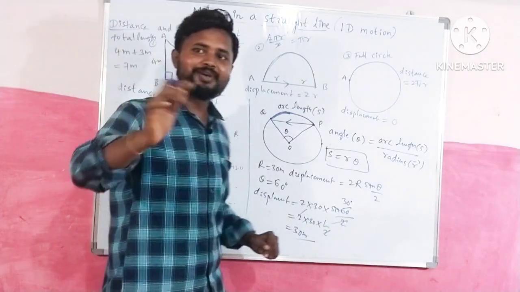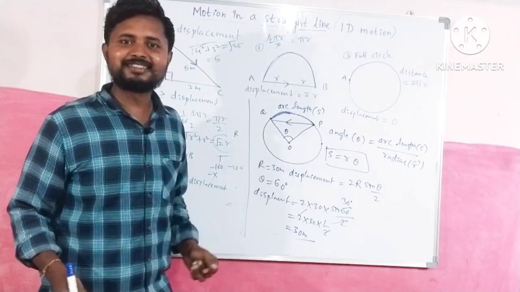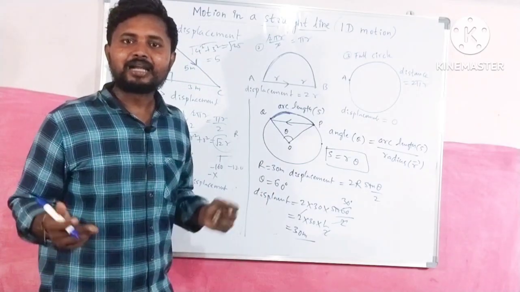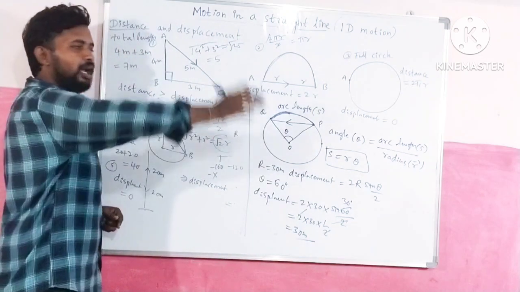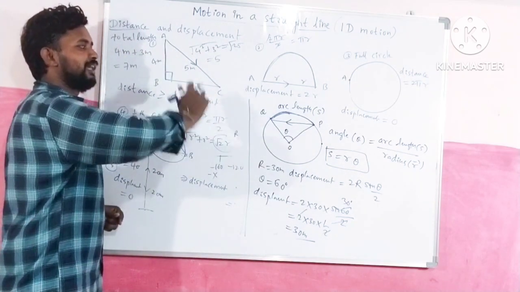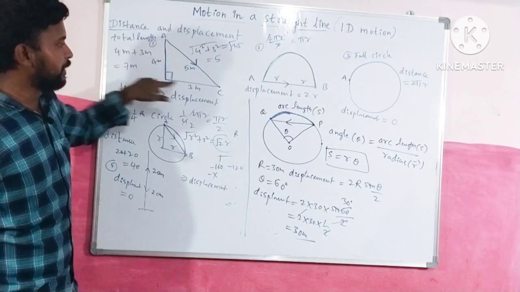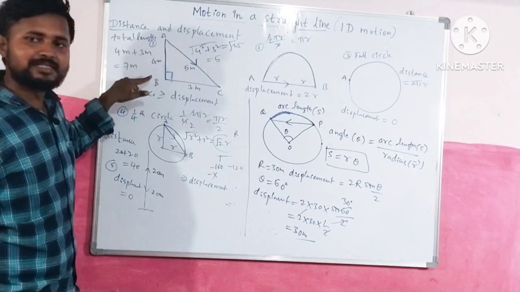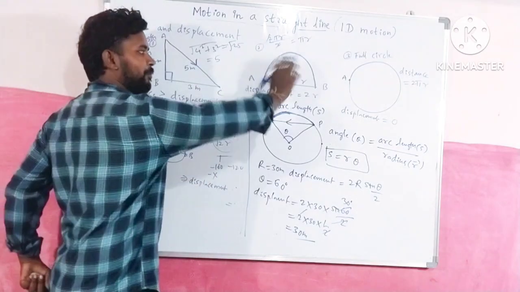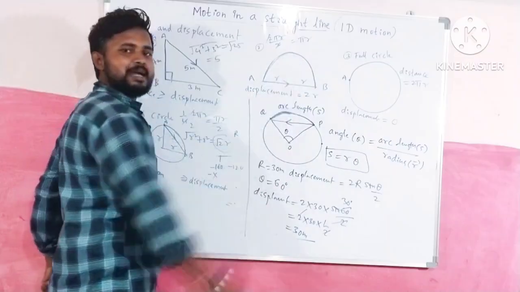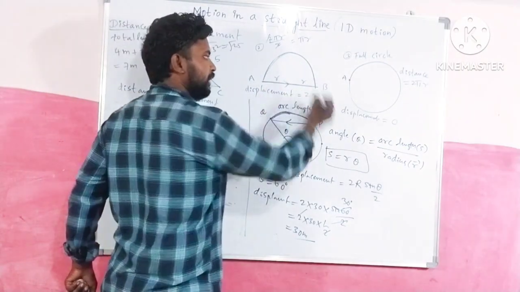If a body covers some arc length with theta given as 60 degrees, in this case you can find the arc length, the distance, as well as the displacement. This is all about distance and displacement in different cases. When a body moves from A to B and B to C, distance is 7 meters, displacement is 5 meters. When a body completes half a revolution, distance is pi r and displacement is 2r, the direct line segment from B to A to B.